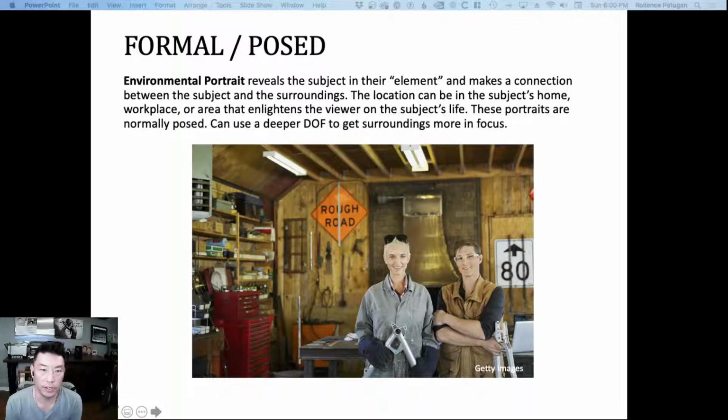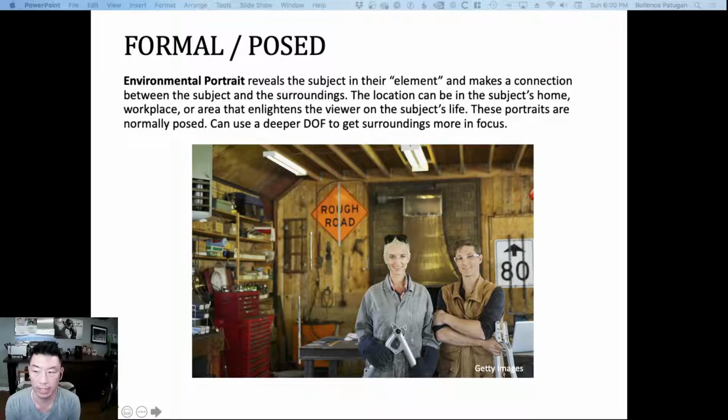Hey there, here's another video under the formal and posed portraits called environmental portrait. In the environmental portrait, the image will reveal a connection between the subject or subjects and their surroundings.